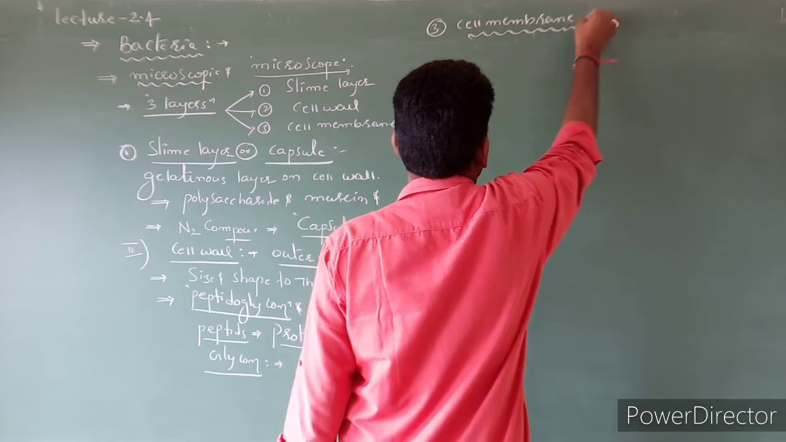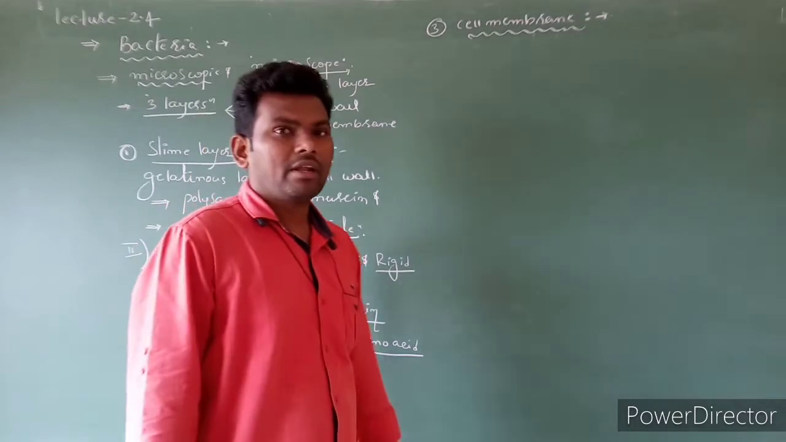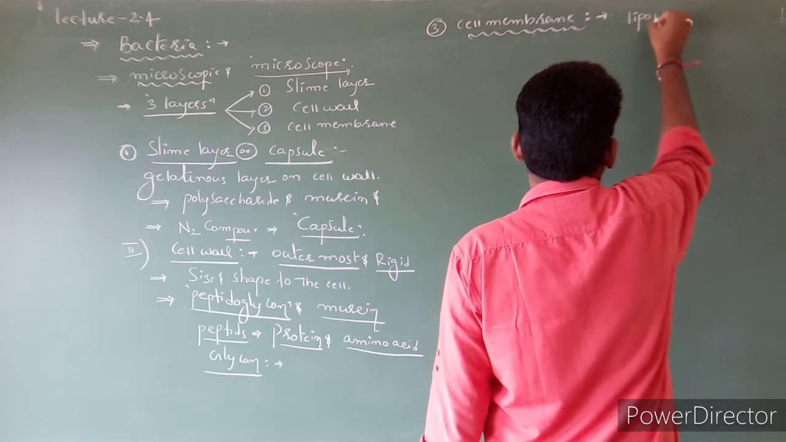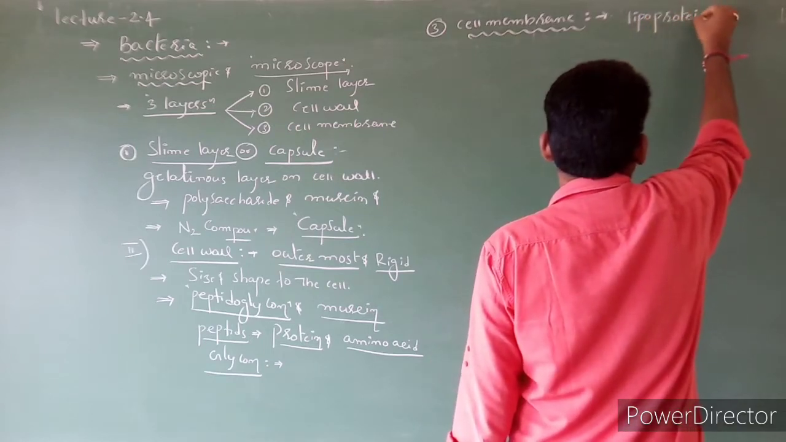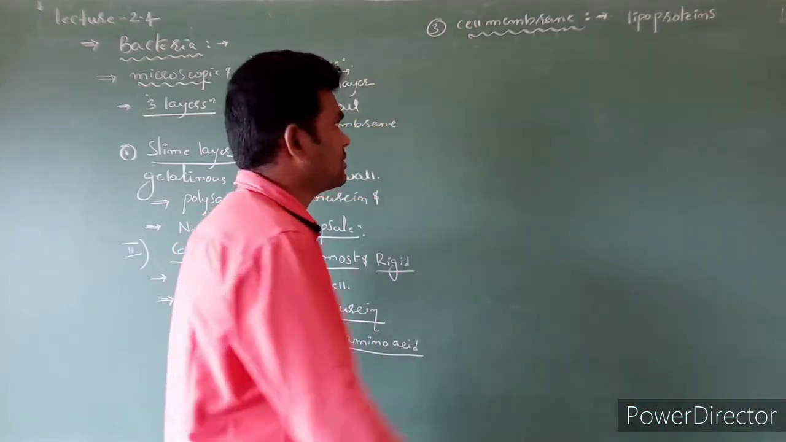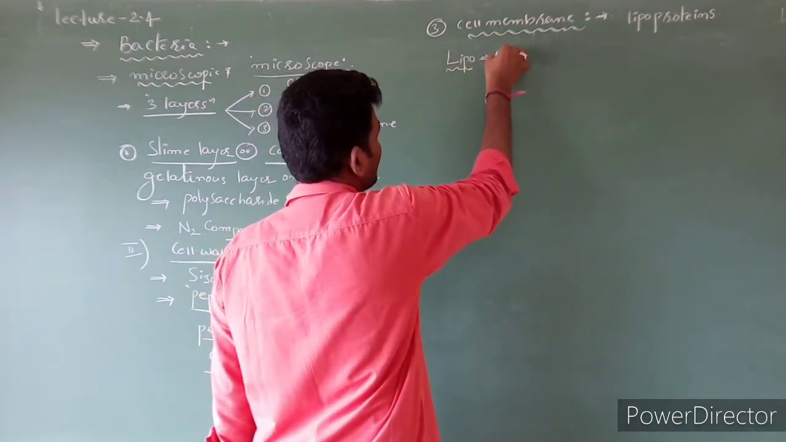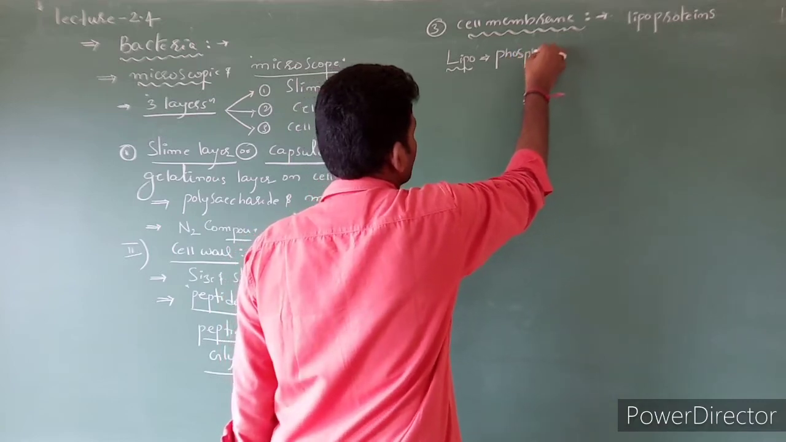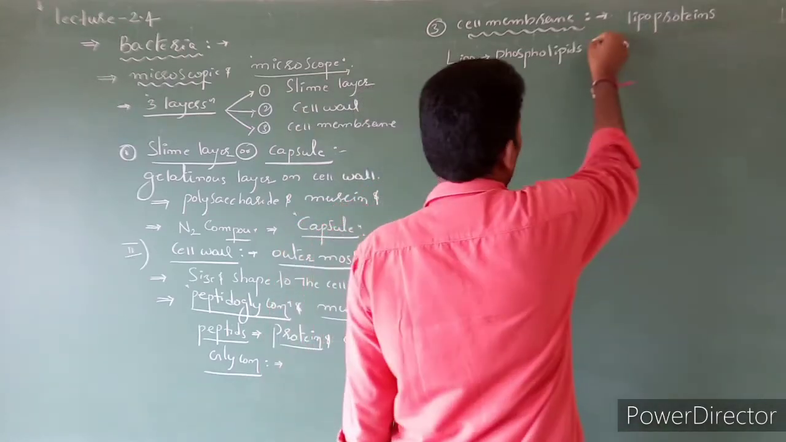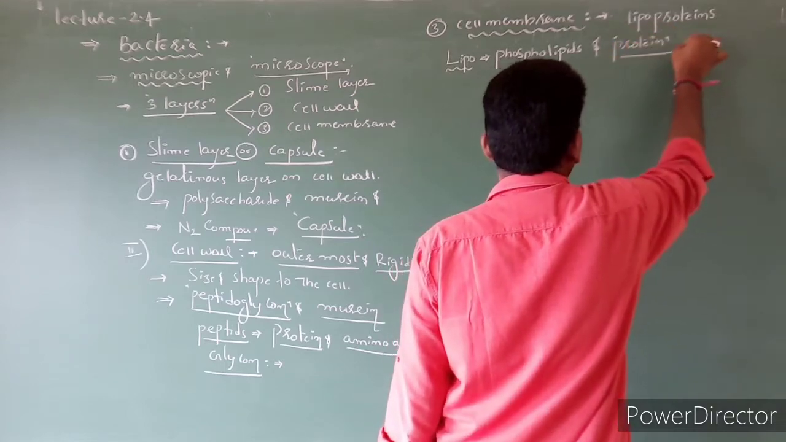Next, after the bacteria cell wall, the third layer is the cell membrane. Cell membrane is made up of lipoproteins. Lipo, nothing but lipids, here phospholipids, and proteins. Peptide, nothing but proteins.